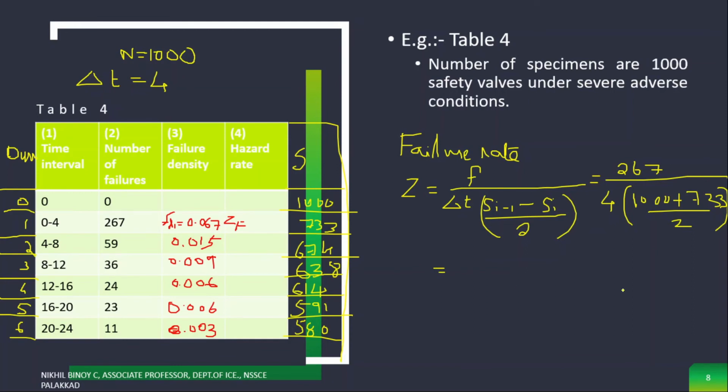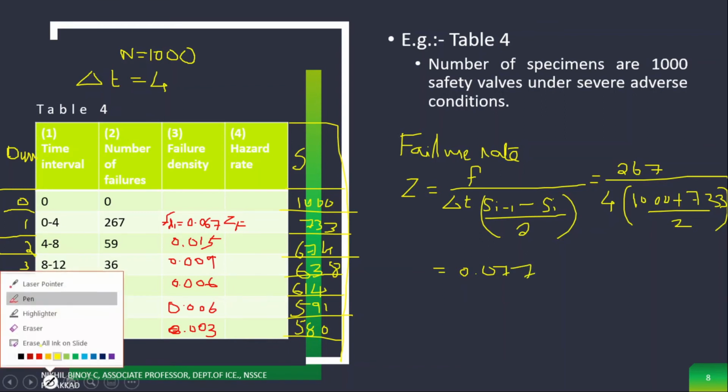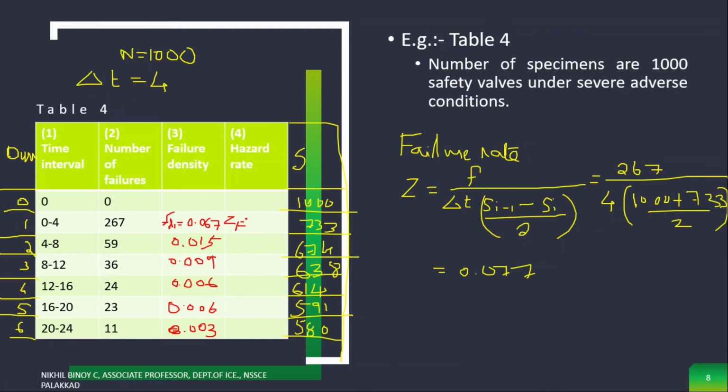267 divided by delta t, that is 4 into Si minus 1 is 1000 plus Si is 733 divided by 2 equal to 0.077034. So if you are using 3 significant digits, this is 0.077. Is it okay? So Z1 is equal to 0.077.